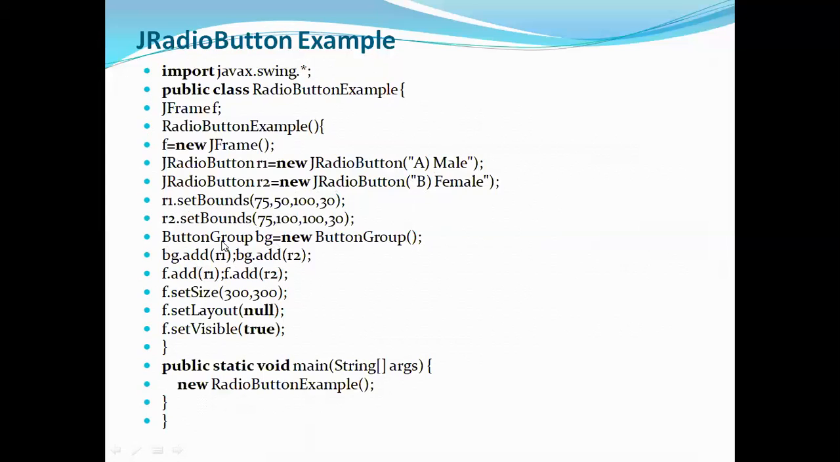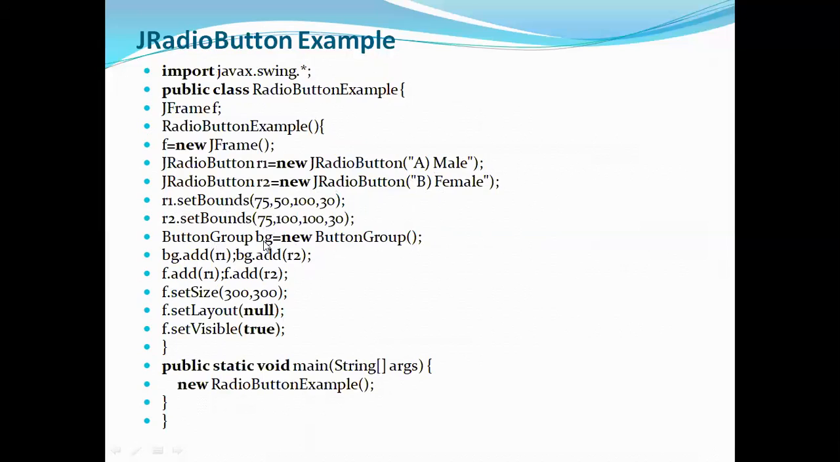Then I should include this r1 and r2 in the ButtonGroup class, because as I told, if you include them in the ButtonGroup class, you will be able to select any one of these two. Otherwise you will be able to select both. So that's why you have to include them in the button group. To do that, you have to write this statement: ButtonGroup bg is equal to new ButtonGroup. You can use any object name here. I have just used bg as my object.